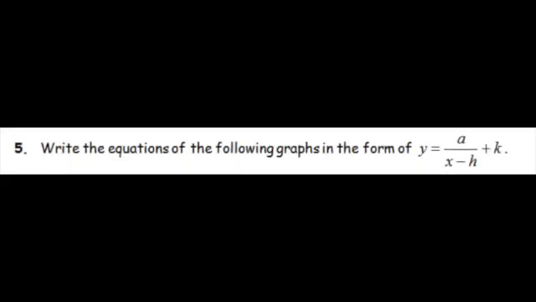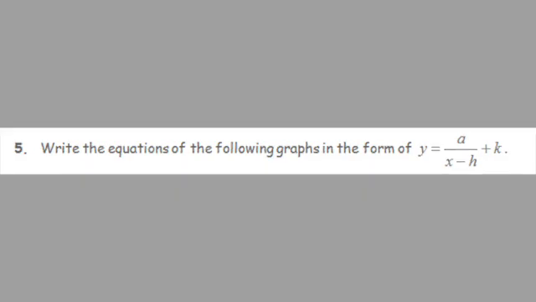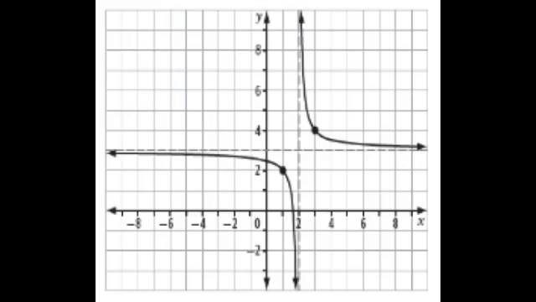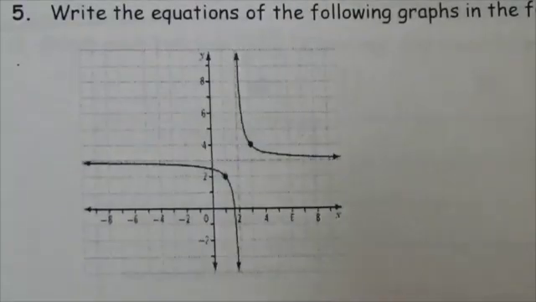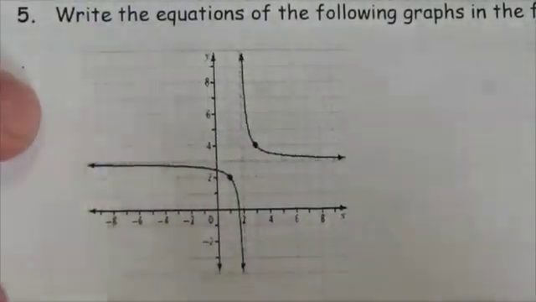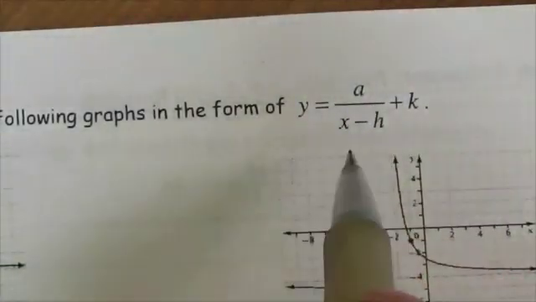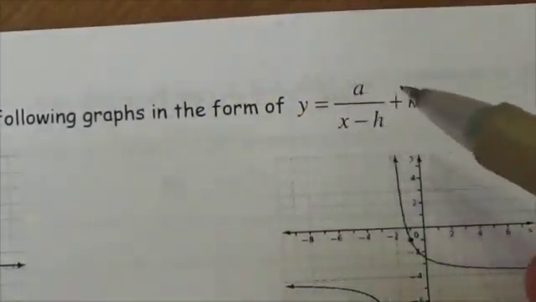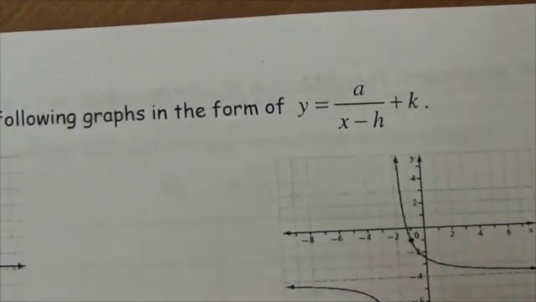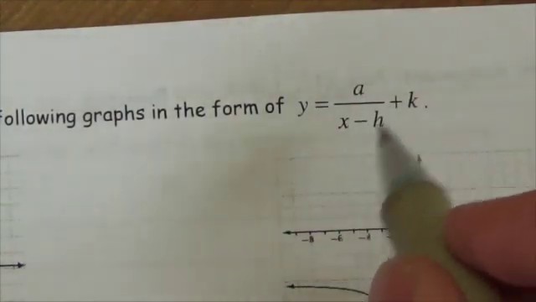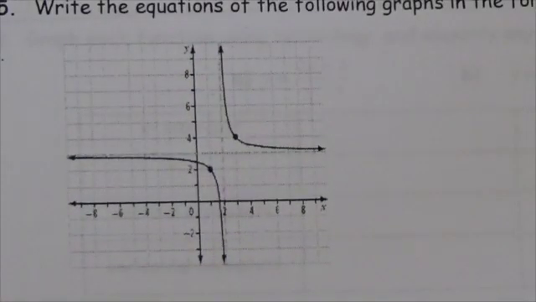Write the equations of the following graphs in the form y equals a over x minus h plus k. So we're going to come up with the equation of this rational function here. Notice that we're supposed to come up with the equation in this form. I'm not going to be able to find a without doing some substitution in here. As a vertical stretch, I need to know a point, and I need to plug that in to solve for it. But h and k, I can typically get fairly easily by just looking at the graph.